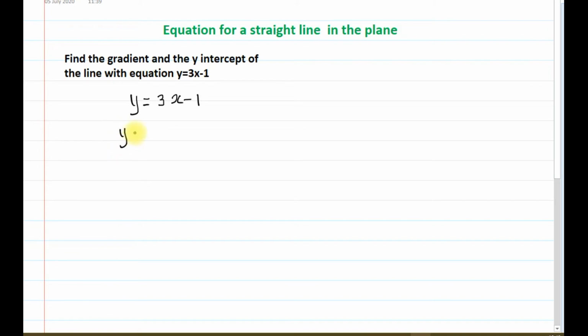Right, if I compare this equation with y is equal to mx plus c, it's obvious. If we compare like terms, m is equal to 3 and c is equal to minus 1. That means the gradient is 3 and the y-intercept is minus 1.